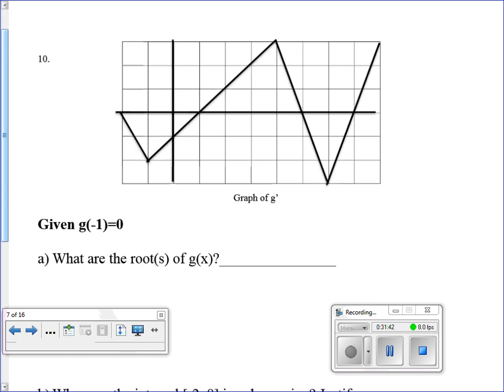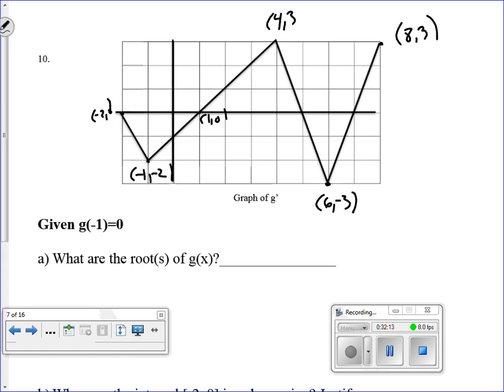Let's see. We have the point up here, which is (4, 3). You're given that this point is (6, -3). And this point up here is (8, 3). That's (1, 0). And down here we have (-1, -2). And over here starts at (-2, 0). Okay. It's a graph of g prime.